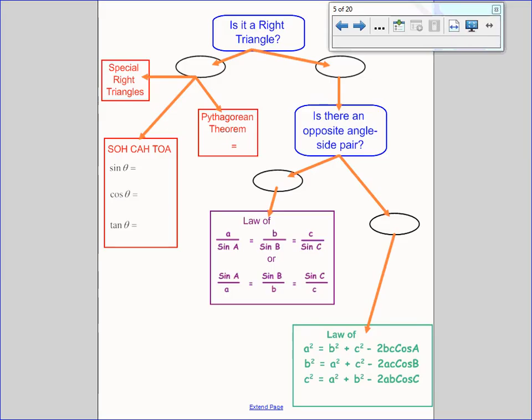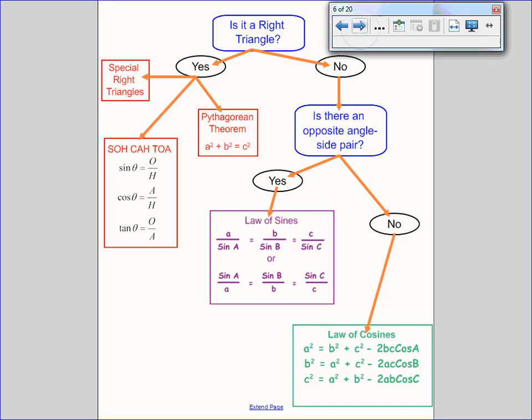Just consider, do I have a right triangle? If I do have a right triangle, it opens up all the possibilities of right triangle trig, like SOHCAHTOA, Pythagorean theorem, special triangles even. Versus no, if I don't have a right triangle, then I've got to use law of sines or law of cosines. But if I have an opposite side angle pairing, I can use the simpler law of sines as opposed to the more complicated law of cosines. I'll reserve that for when I don't have an opposite side angle pairing or can't get one by doing my 180 minus strategy Jacques showed last time.